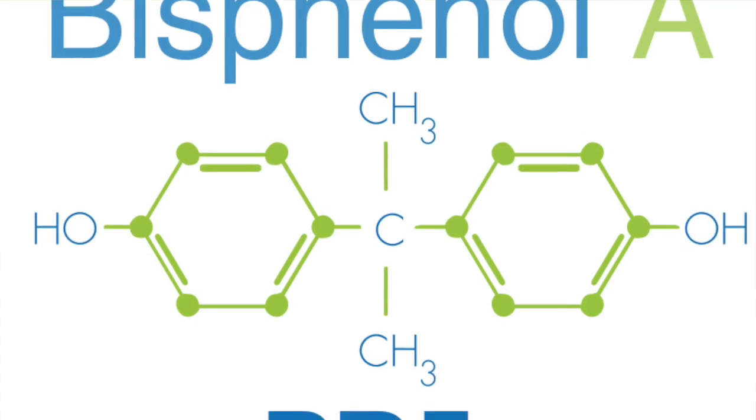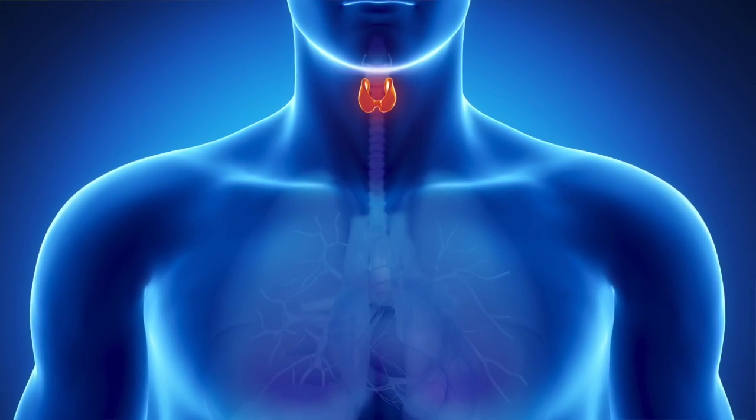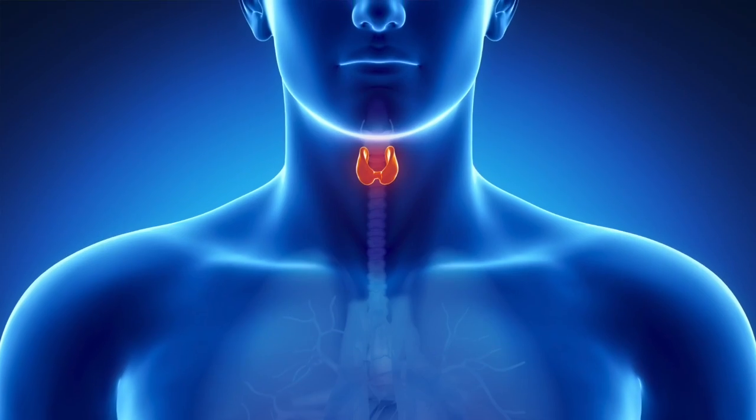Bisphenol A is more commonly known as BPA. BPA is a major endocrine disruptor. It acts like estrogen but antagonizes the thyroid hormone, which affects metabolism and can lead to weight gain. It is a carcinogen, meaning it can cause cancer. Two main cancers caused by BPA are breast and prostate cancers.